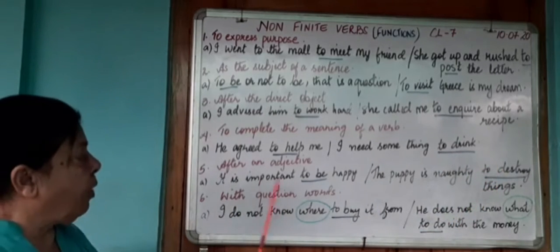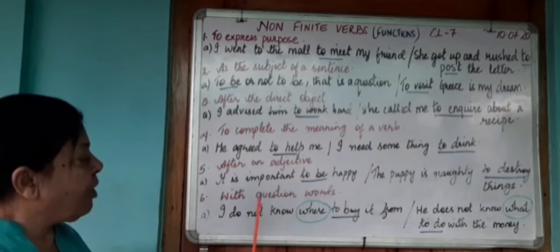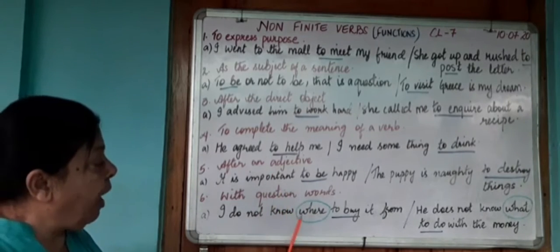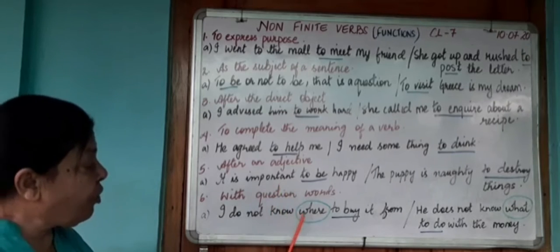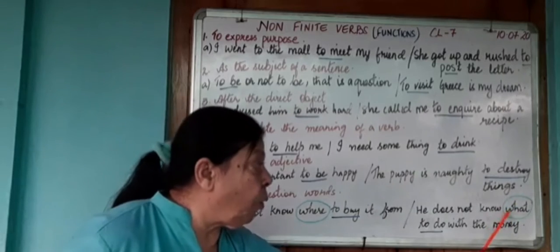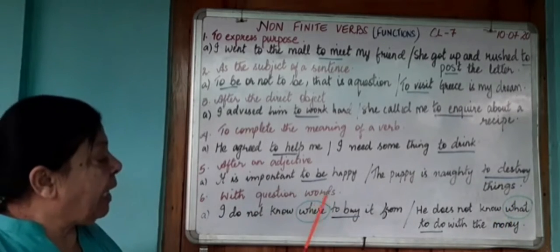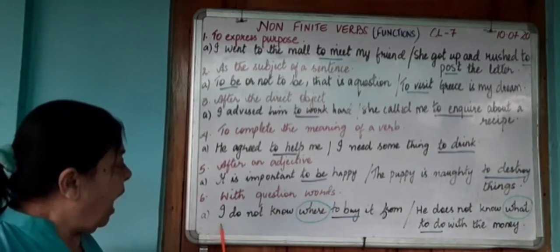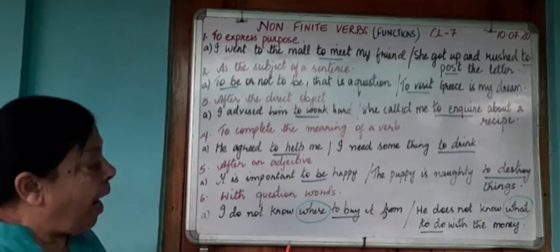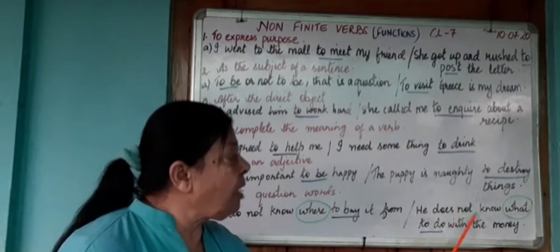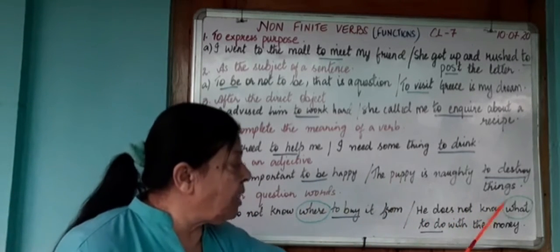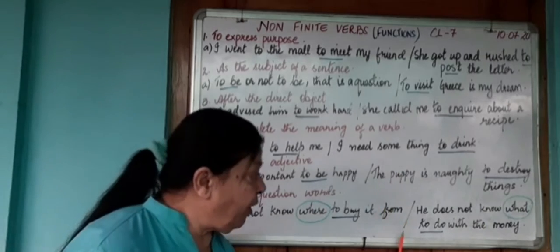The last one, with question words. Question words are words which begin with WH. So here we have got where, a question word. Here we have got what, a question word. So with a question word, I can use the infinitive. I do not know where to buy it from. Or I can say, he does not know what to do. So after question words, you will use the infinitive.